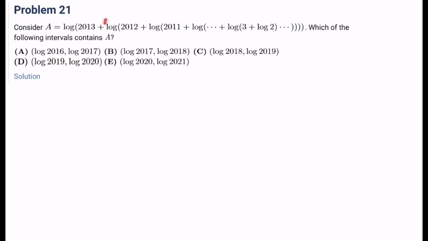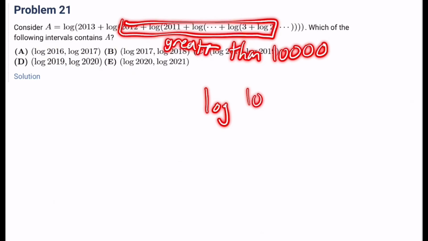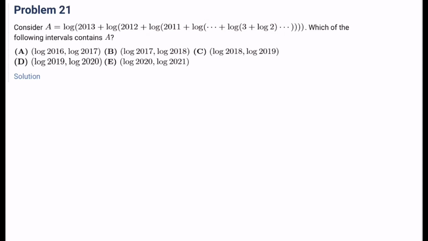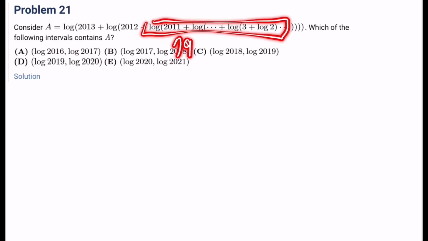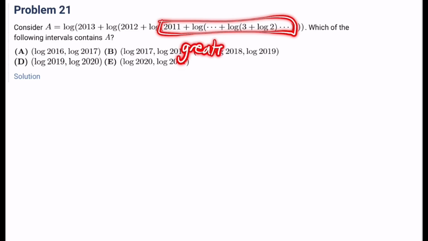And so for this whole thing to be greater than 4, that means that 2012 times this thing must be greater than 10,000, because log of 10,000 must be 4. And so that means that this must be greater than 10,000. That means that this must be greater than 7,988. So this must be greater than 7,988. And so since this is the log of something, that means the value inside must be greater than 10 to the 7,988th power.